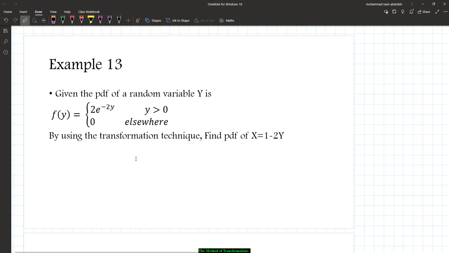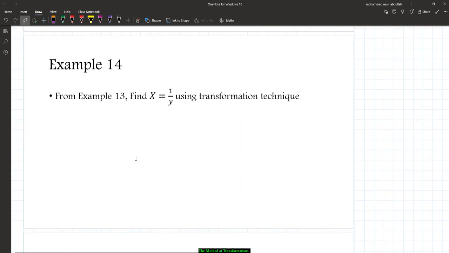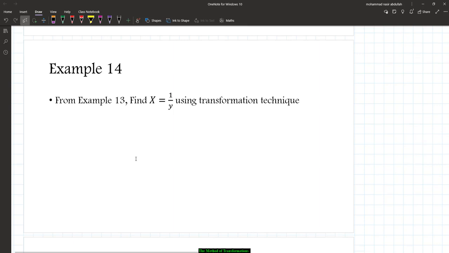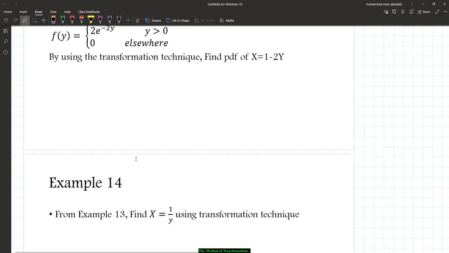So example number 13, number 14. Number 14 is based on example number 13, okay? So it's the same example, but the difference is you find the PDF for a new random variable. This is not tilde, this is minus 2y. So x equal to 1 minus 2y.